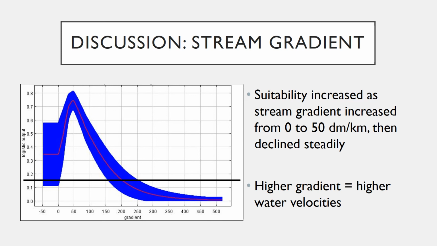Stream gradient was also influential, so I wanted to touch on that briefly. We can see here a pretty similar shape to our flow response curve, so suitability increased as stream gradient increased from about 0 to 50 decimeters per kilometer, and then we had a pretty drastic decline, and areas above about 200 decimeters per kilometer were no longer suitable. So this is intuitive. Areas of high gradient probably have high water velocities, maybe scouring flows. It's really not a good recipe for a species like the Tennessee Heelsplitter.